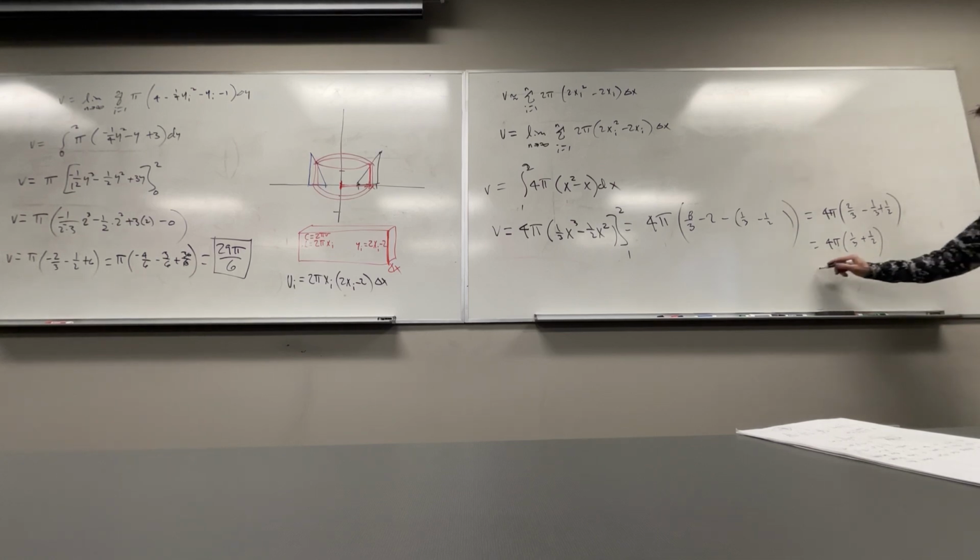I have to turn that into sixths. So I'll have 4 pi times, that's gonna be 2 sixths plus 3 sixths. And we got 4 pi times 5 sixths. Okay, so we got a different number, didn't we? We got 20 pi over 6, which means that I made an arithmetic error somewhere. Did anybody catch it? I think it might be like on the second from the bottom there.